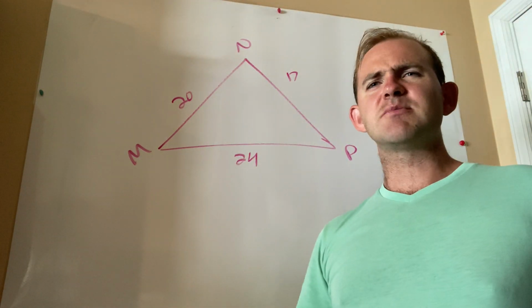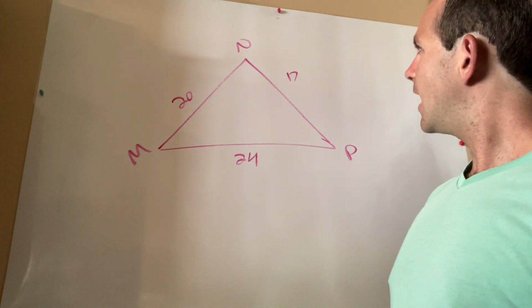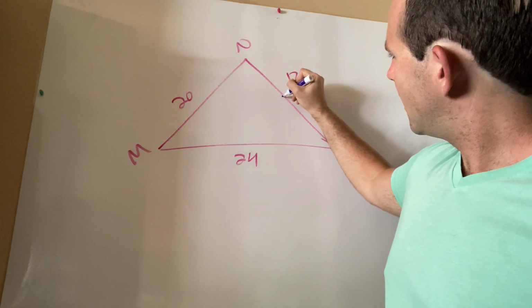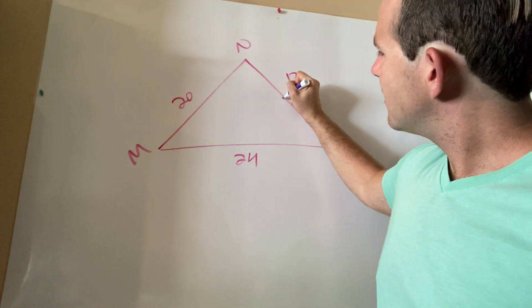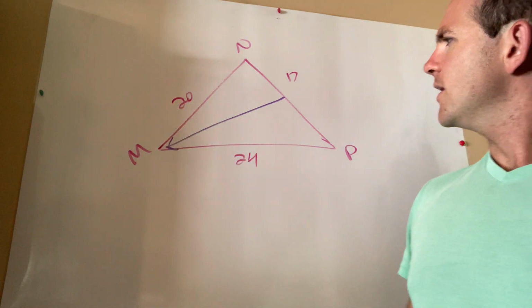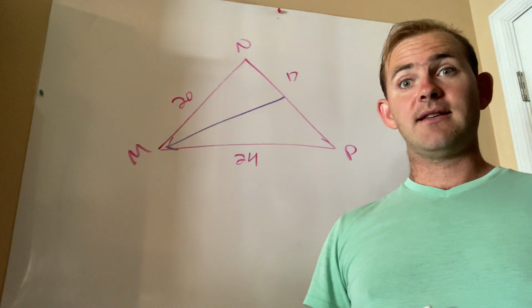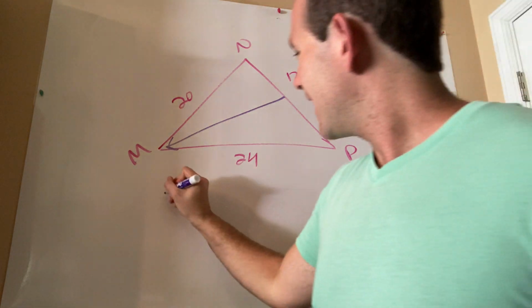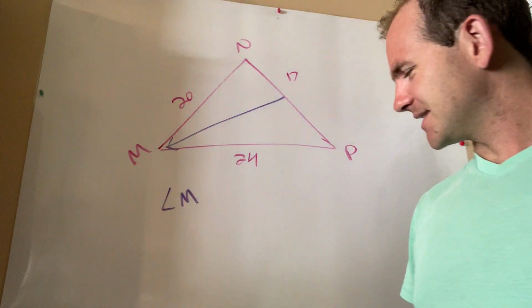Can you guys tell me what's the smallest side? Well, obviously it's 17, right? So here's what I'm gonna do. I'm gonna draw an arrow from that small side to the angle that's across from it. Which angle is across from it? Angle M. Angle M is the one that opens up to that side. So angle M is the smallest.